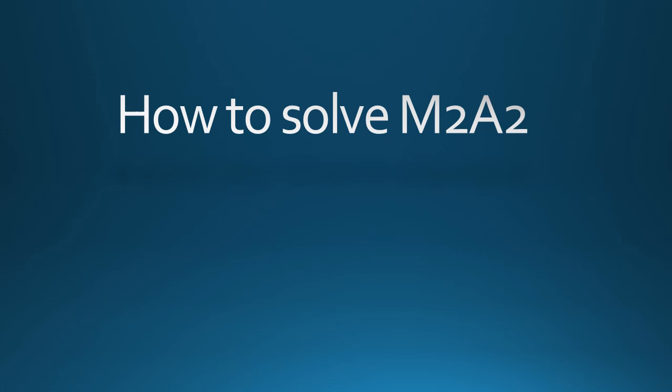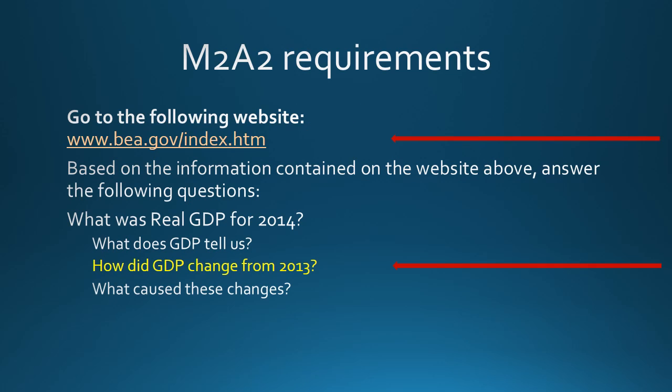Hello everyone. I will try to guide you through this assignment so you can do it successfully. The first thing is, if you go to the instructions in the classroom, you see that you have to click on this first link, BA Gov Index HTM, and the only purpose is so you can find the change from 2013, 2014, 2015. Doesn't matter. I will show you the way to do it.